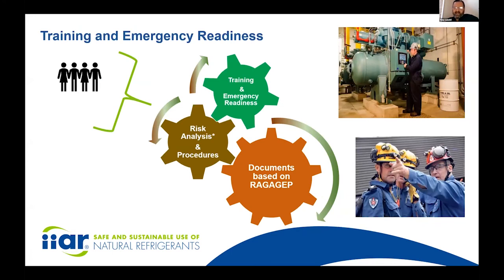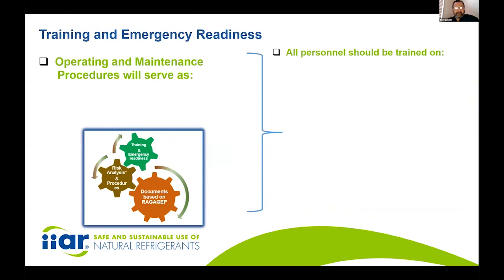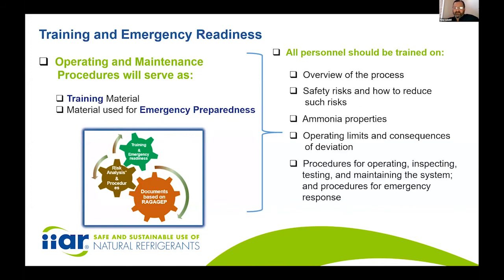So obviously you have your documents based on RAGAGEP. You can develop your risk analysis procedures, and then you have training and emergency readiness that can come from this. In regards to that, your operating and maintenance procedures will serve as training material and materials used for emergency preparedness. So it's important to have your operations and maintenance procedures developed. And all the persons should be trained on the overview of these safety risks, ammonia properties, and such, and procedures for operating and testing and maintaining the system as well.